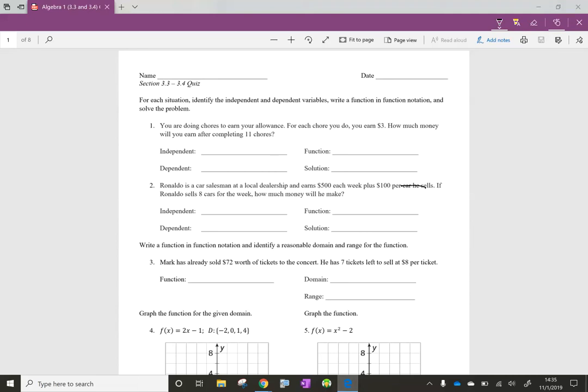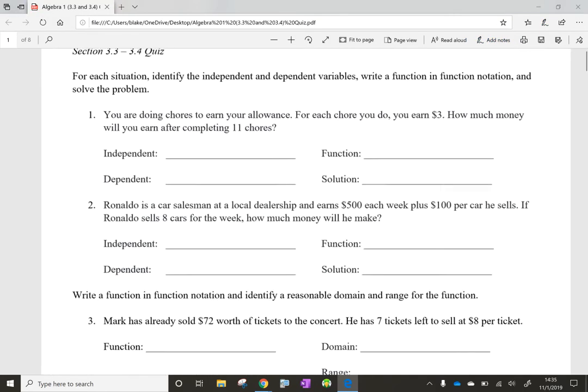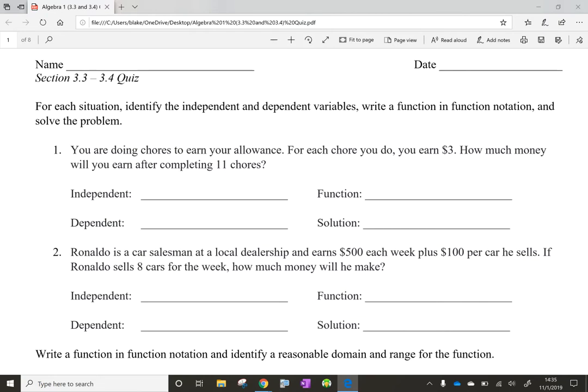All right, so we're going to talk about the recent quiz and some things that we should look at in order to do our retake. So number one, we're going to review independent and dependent variables, creating a function, and solving the problem handed to us.